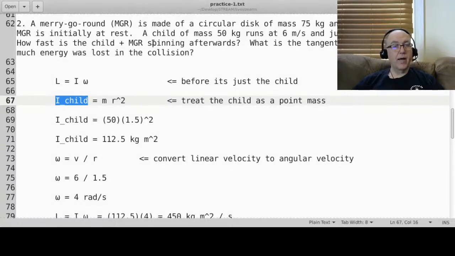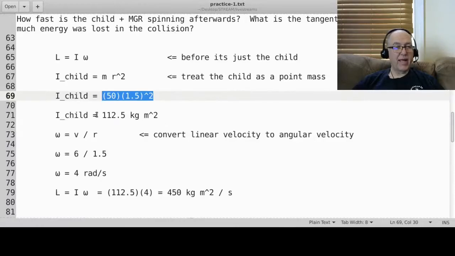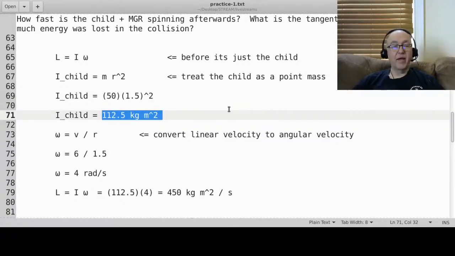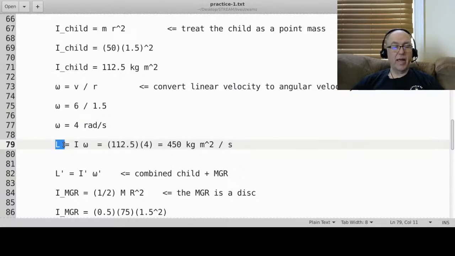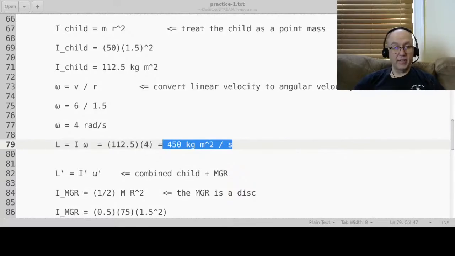So what's that? mr squared, well, that's 50 times 1.5 squared, and that gives you 112.5. The units for I are kilogram meter squared. There's no abbreviation for it. It's just kilogram meter squared. So there it is, the moment of inertia of the child, the I for the child. And so if you just do angular momentum is I times omega, that's 112.5 times 4, or 450 kilogram meters squared per second. And you might say, what happened to the radians?